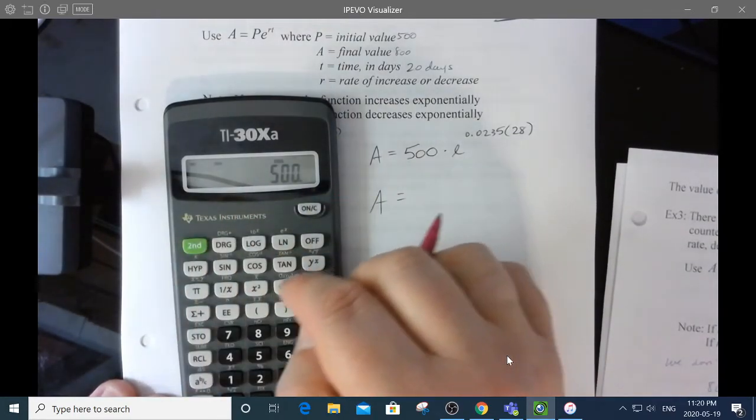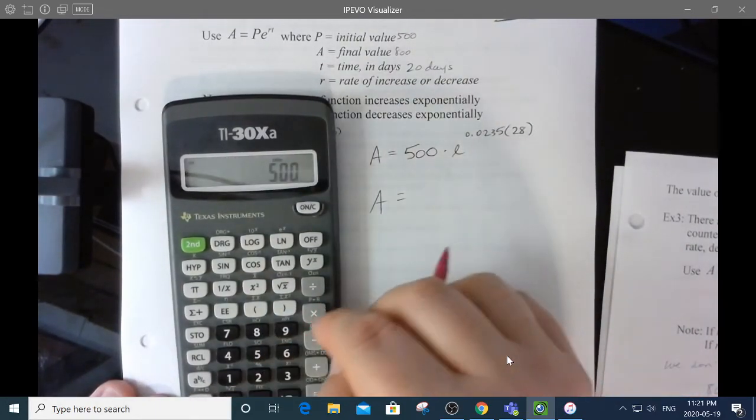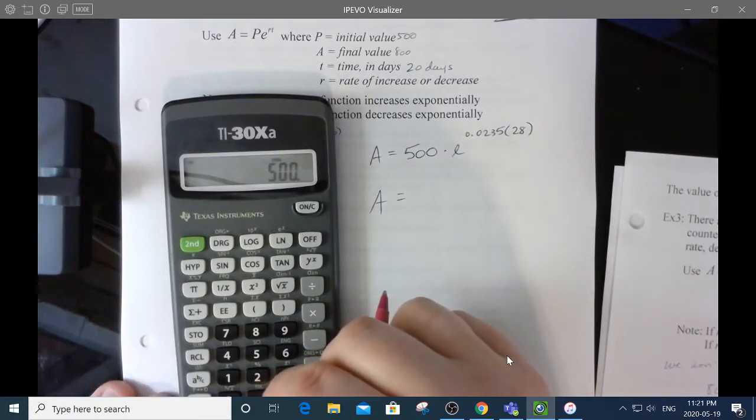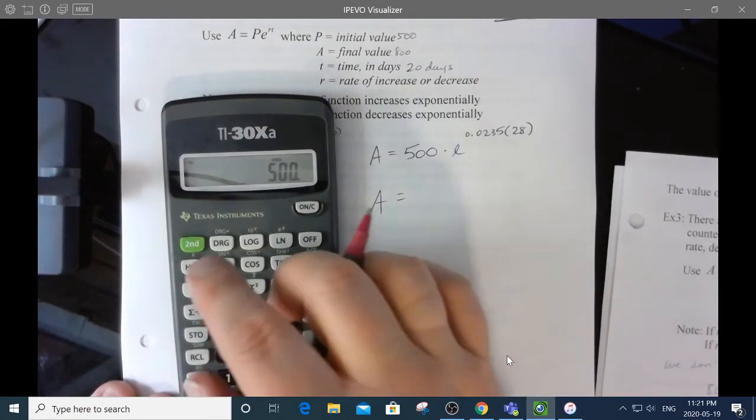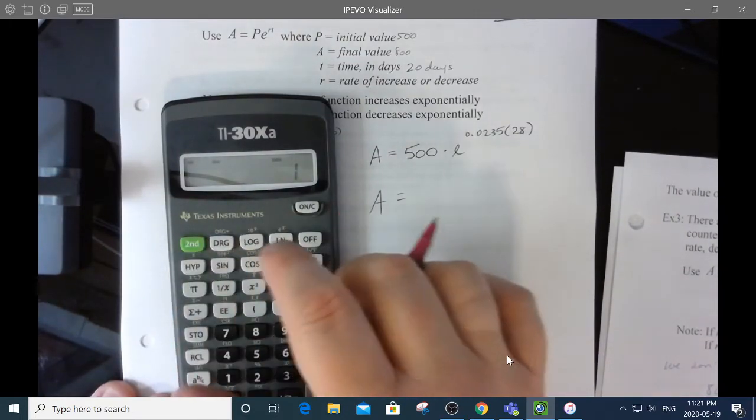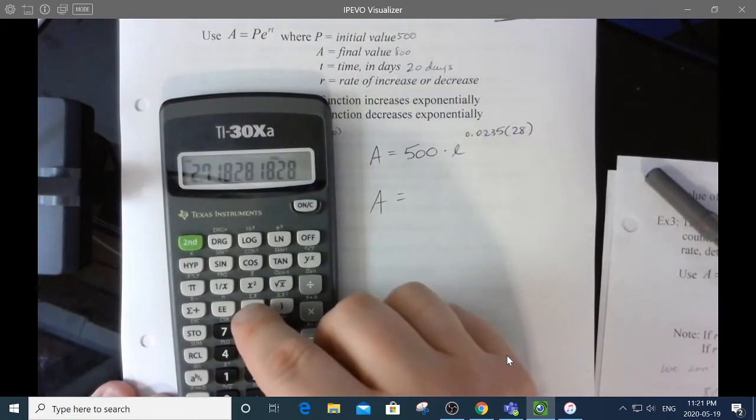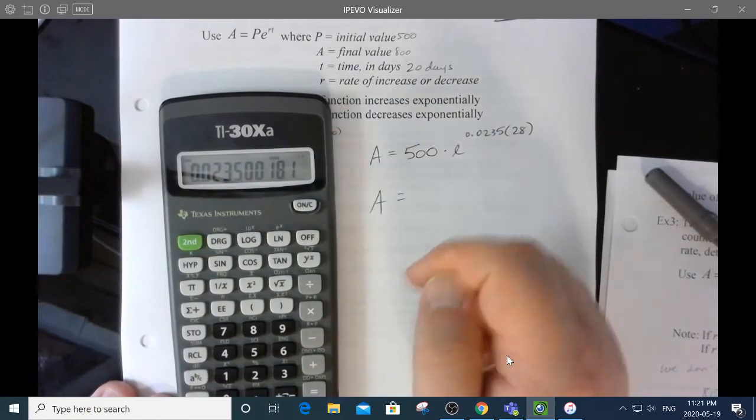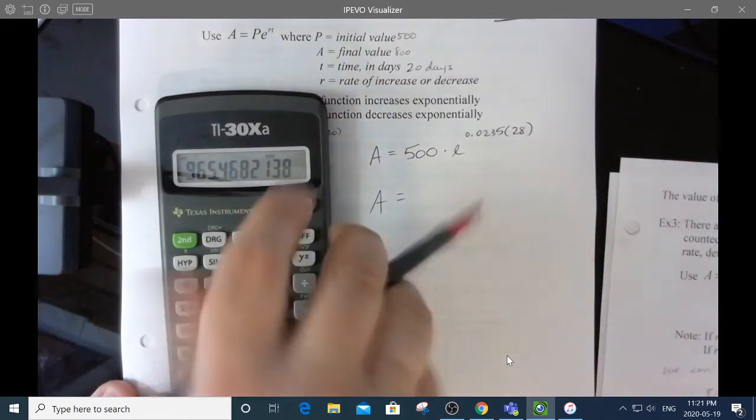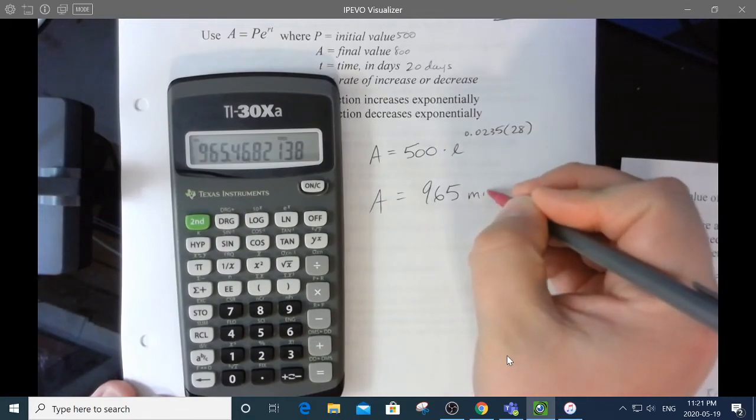Oh, right. I got to put it on the screen first. 500 times, and then I have to go inverse, where are you? Natural log. There we go. That number to the power of, and then I'm going to open a bracket, recall that number, times 28, close brackets, and hit equals. And there we go. The answer is 965, I'll round it, mice.